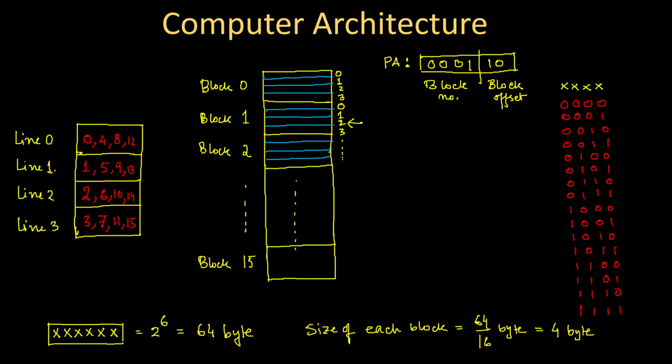In the line number 1 of the cache memory, the data may come from either block number 1 or block number 5 or block number 9 or block number 13. So that means I am restricting in my system which particular block will go in which particular line. Any block cannot go in any line.